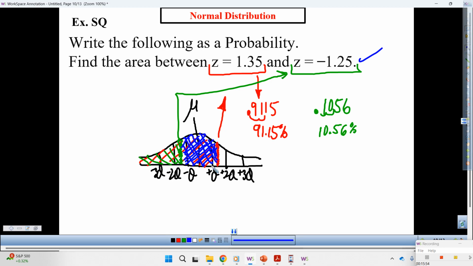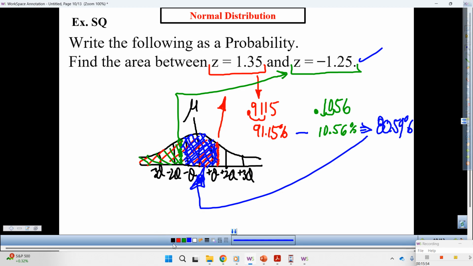All right, Austin S., how do we find that area? Subtract the two percentages. That is correct. And that gives us 91.15 minus 10.56. Calculators calculate. Mario, what'd you get? 80.59%. And that is the area between both Z's. And that was last night's homework. We got it, right?